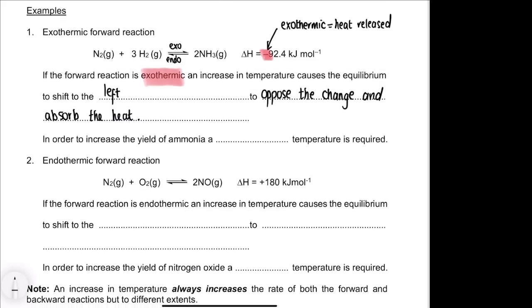In order to increase the yield then, we would want it to go right, and in order to make it go right, we'd need to use lower temperatures so that as we cooled it down, it tried to release more heat to oppose us.